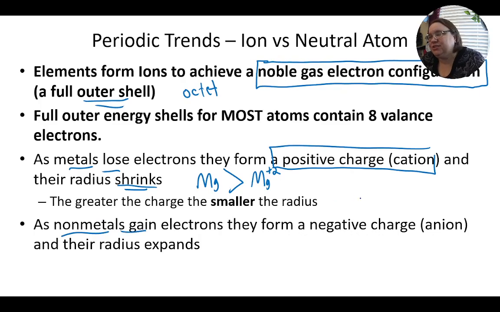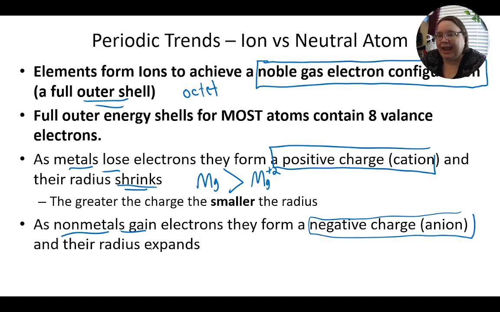Non-metals always gain electrons. They gain those electrons to form a negative anion. As they gain their electrons to form that negative anion, their radius expands. I have a group of friends. I add more friends to my group. My group gets bigger. Same idea with the electrons.